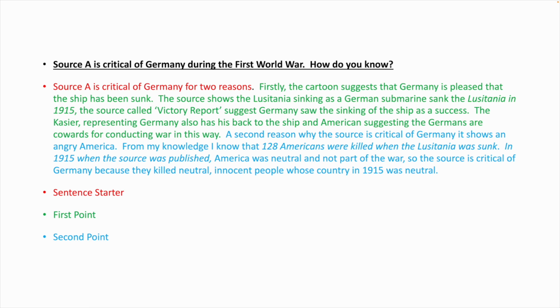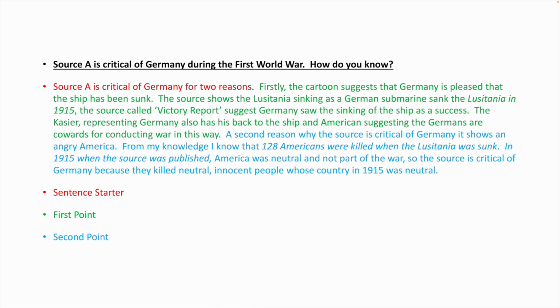So what we've got here is 2 very distinct points. It's critical of Germany because it's suggesting that they're cowards, that they were laughing, that they thought that killing all these people was a good thing. And secondly, these people who were killed were innocent. We should know from our own contextual knowledge that America was neutral in 1915. So killing these people, who weren't part of the war, was a very, very cowardly and not very nice thing to be doing. So very critical of Germany in this respect.